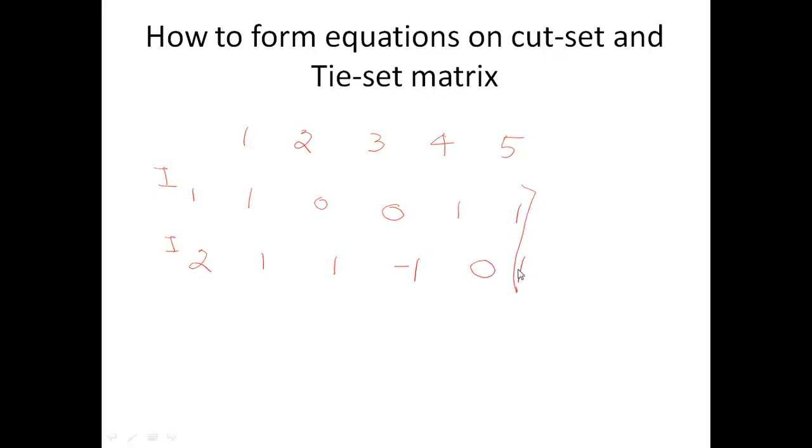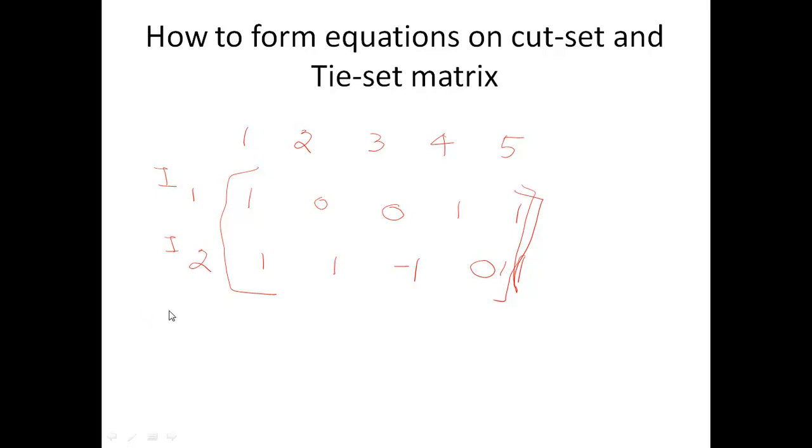So this is your matrix. Sorry, this is 1. So 1 and then 1. Now from this matrix, assume that a graph is given, and from the graph you have drawn a tree, and that from the tree you have arrived at this tie set matrix. Now what I am doing, I am writing the equations.